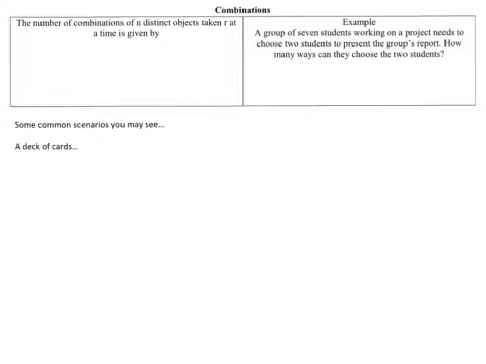With combinations, remember that the order is not important, and we have a formula for this one as well. The number of combinations of n distinct objects taken r at a time is n factorial over n minus r factorial times r factorial. Our example says that a group of 7 students working on a project needs to choose 2 students to present the group's report.